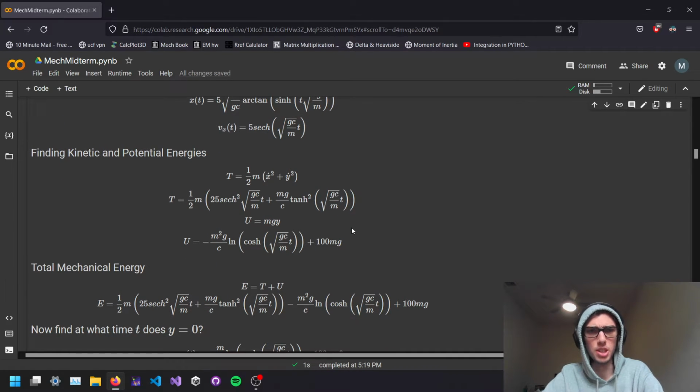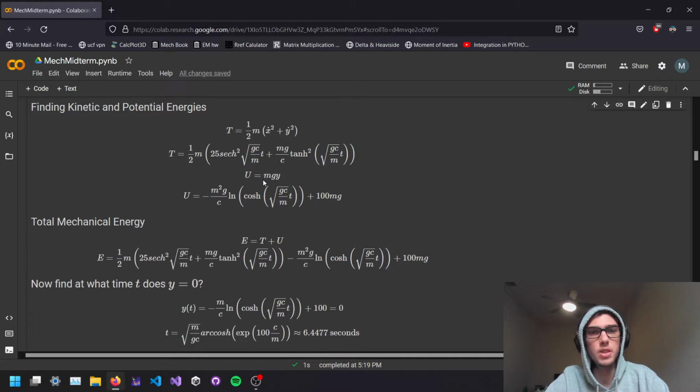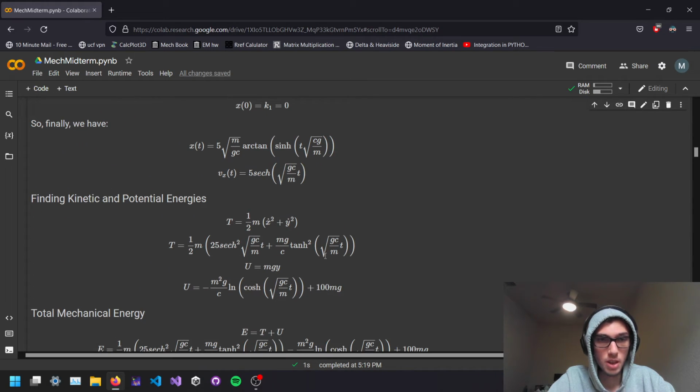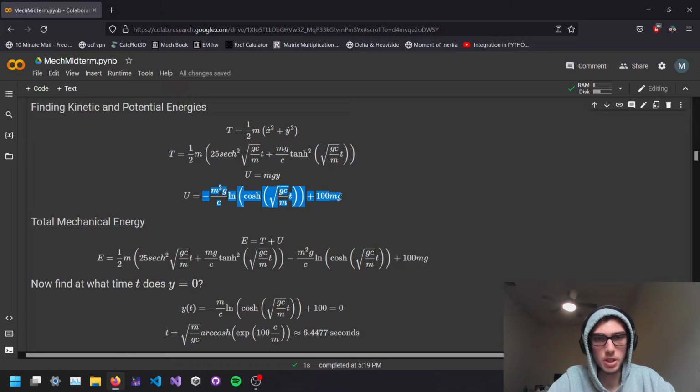Finding the kinetic and potential energies is pretty straightforward. You just have to plug the x velocity and y velocity into the equation 1/2 mv squared, which is just the equation for kinetic energy. So doing so gives us this equation. The potential energy is just, of course, mg times the position above the ground. So plugging in our y equation from up here into this potential energy equation, we get this equation here.